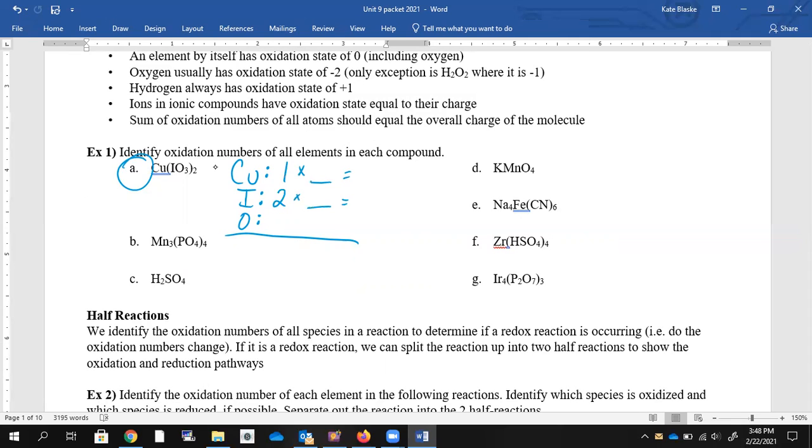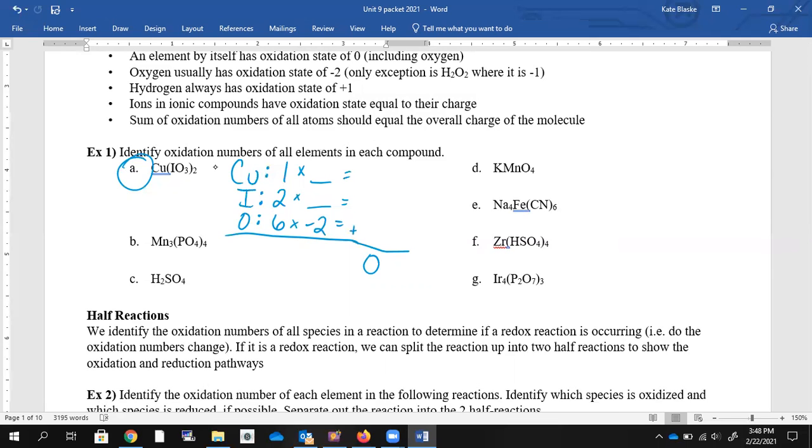I'm going to multiply it by its oxidation number. And then oxygen, I've got a total of 6 oxygens multiplied by its oxidation number. Oxygen almost always has an oxidation state of -2, so I'm going to go ahead and put that in there. All of these results added together should equal 0, because overall, I don't have a charge.